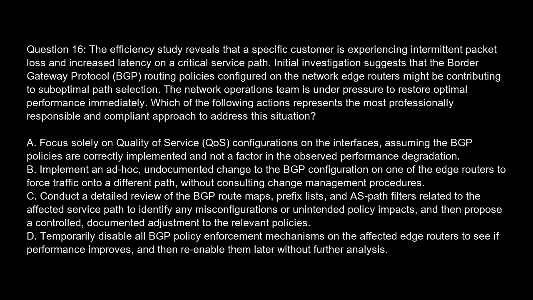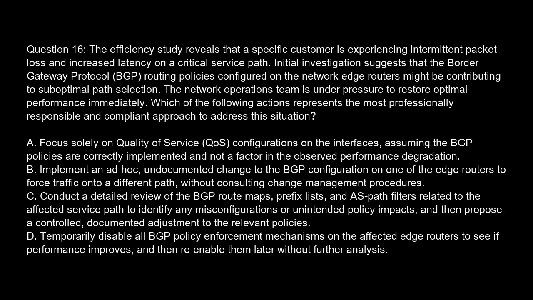Option A. Focus solely on quality of service (QoS) configurations on the interfaces, assuming the BGP policies are correctly implemented and not a factor in the observed performance degradation. Option B. Implement an ad hoc, undocumented change to the BGP configuration on one of the edge routers to force traffic onto a different path, without consulting change management procedures.